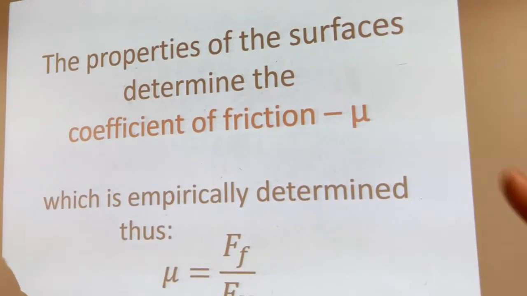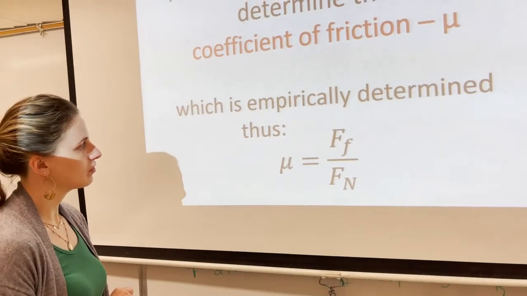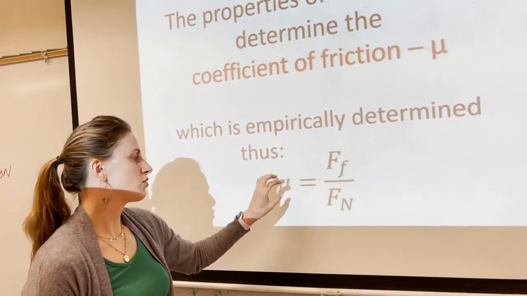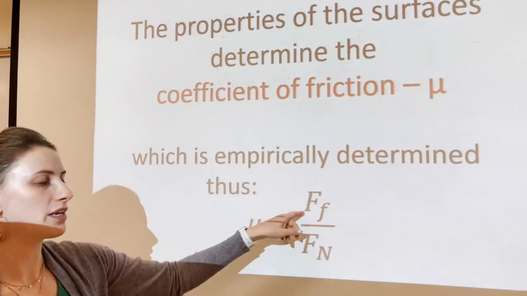The properties of the surfaces determine the coefficient of friction, symbolized by the Greek letter mu. And here is our equation. That's how you determine it: how much friction divided by how much normal force. So this is our squeezage, and this is our property of the surface, and that would get you the force of friction.